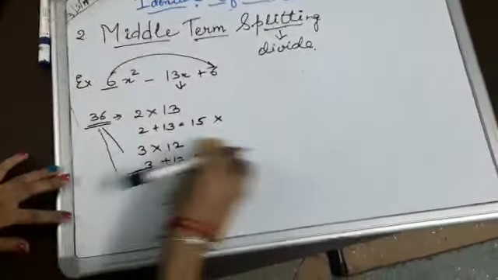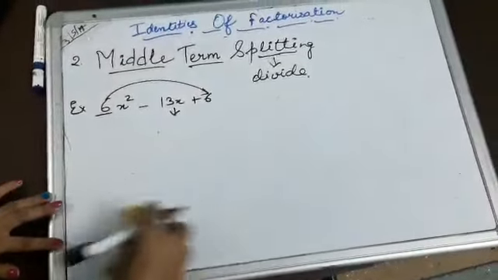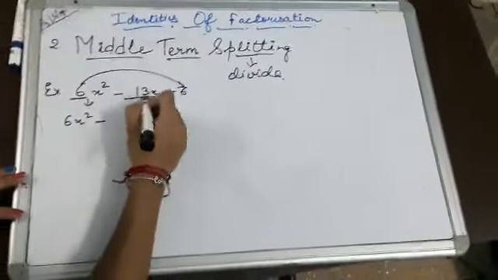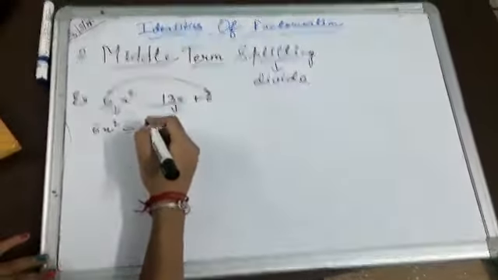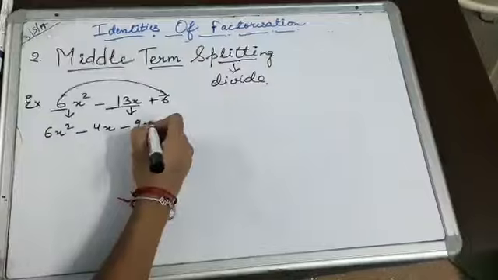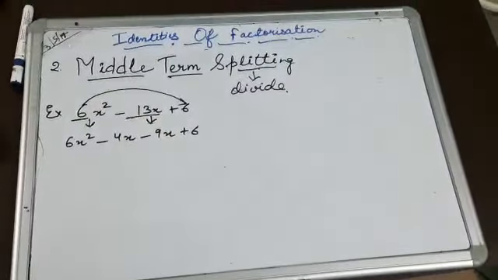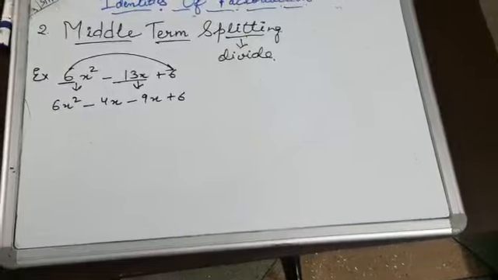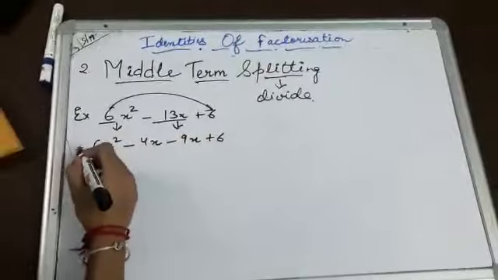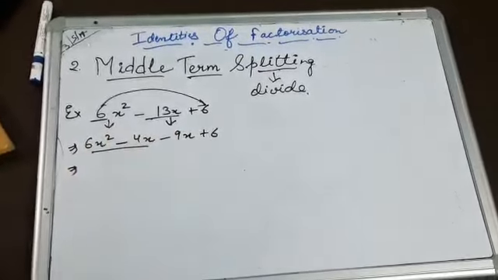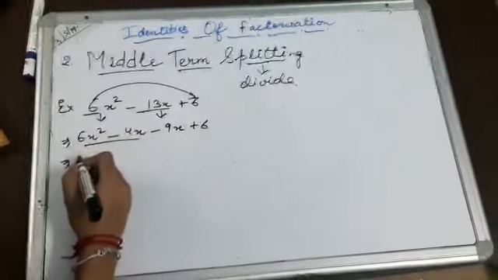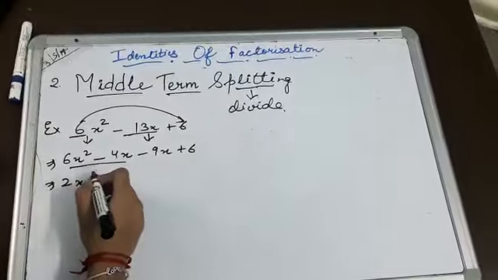Let's see. So we write 6x square as it is. Middle term, how do we write? That is 4x minus 9x plus 6. Why? Because if we add 4 to 9, then we get 13. And now we take common from both these terms. What is the common in both these terms? That is 2 comes in both the tables, and x is again common. So we take 2x as a common.